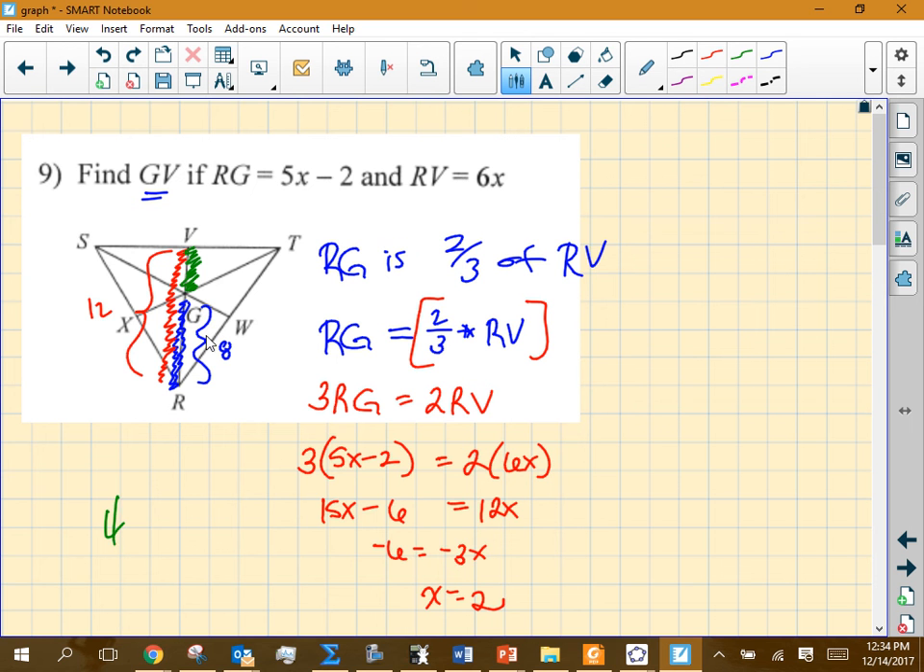And we could check ourselves. If I check myself, plugging that, I get 4. 4 compared to 8 is 1 to 2, right? 4 compared to 12 is 1 to 3, right? 8 compared to 12 is 2 to 3. So all those ratios that we know should exist do exist.